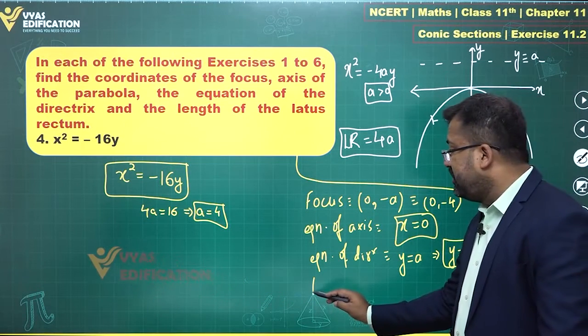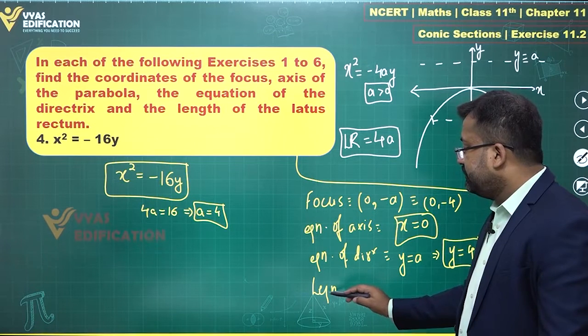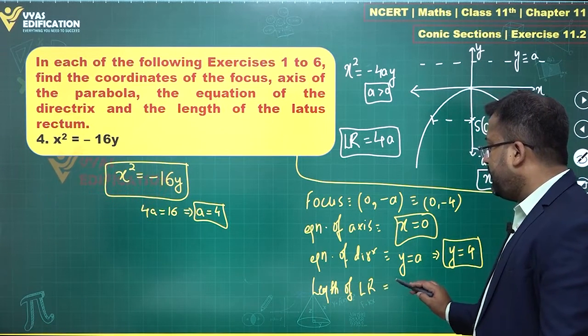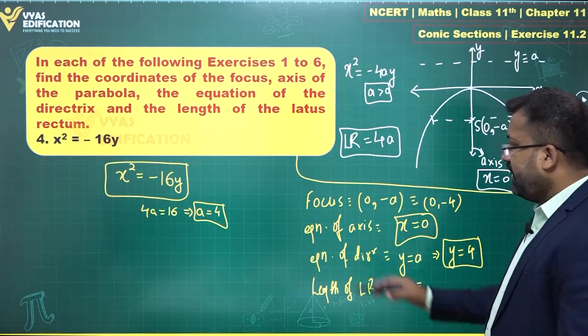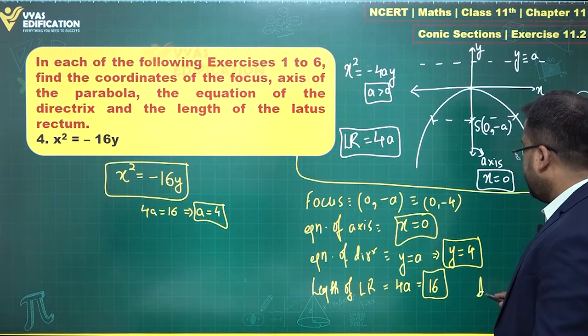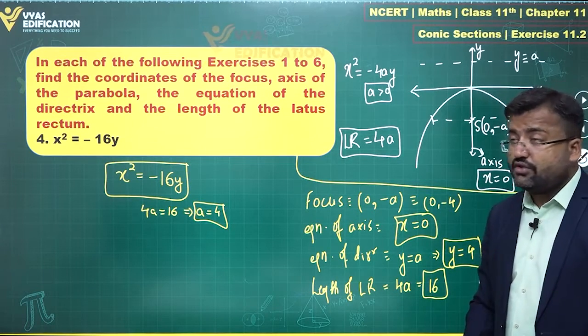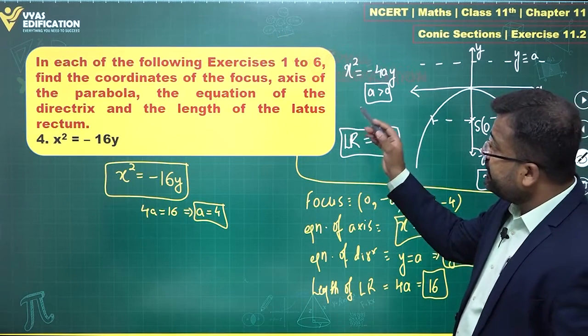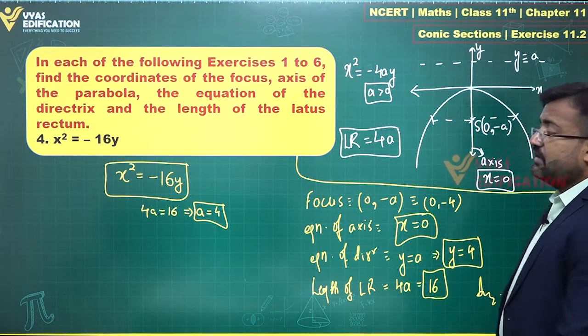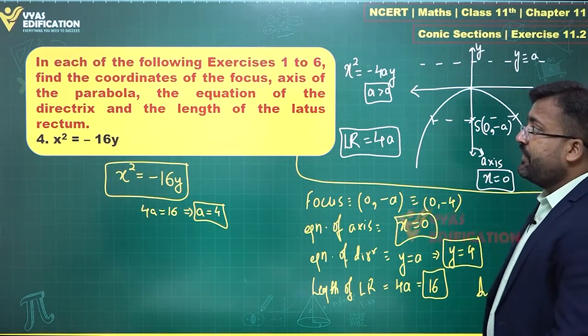The last thing is length of lattice rectum, which is denoted by LR, is equal to 4a. And what is that equal to? This is equal to 16. This is the length of lattice rectum, and that is the final answer for this question. You can see we are supposed to find the coordinates of focus, axis of parabola, equation of directrix, and length of lattice rectum. This is the fourth question for us.